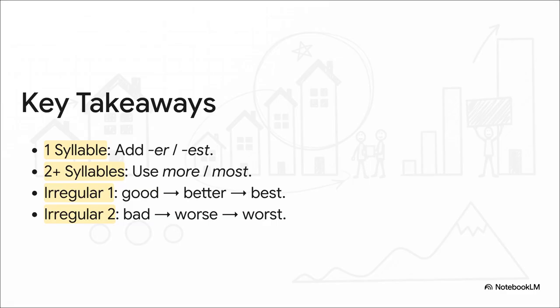Okay, let's boil all of this down to the essentials. One-syllable word, just add er or est. Two or more syllables, use more or most in front of it. And whatever you do, don't forget those two big irregulars: good, better, best, and bad, worse, worst. That's pretty much the whole game right there.